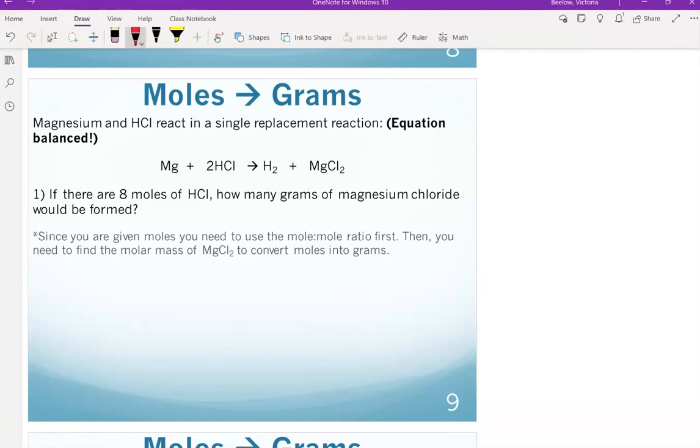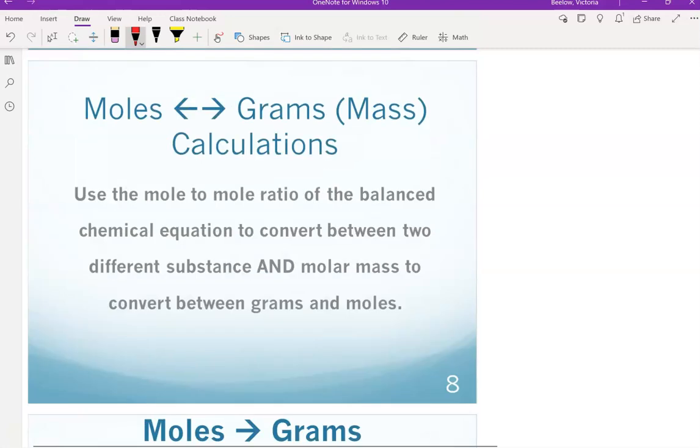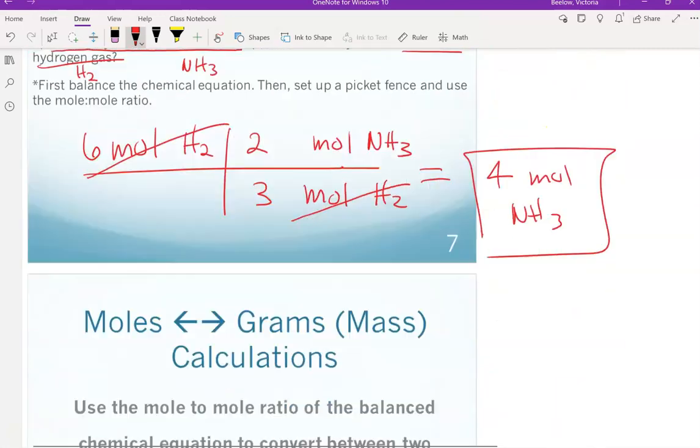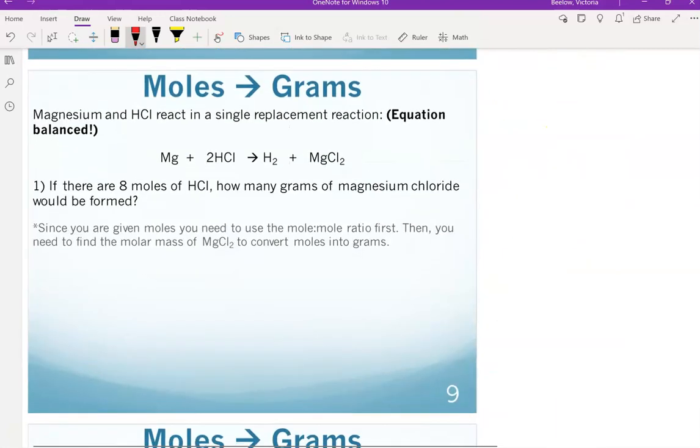Hello everyone, in this video I'm going to go over how to convert from moles to grams. So this is just taking those moles to moles problems one step further and getting the final answer in grams. So again, these are stoichiometry problems, so we need the chemical equation. This one is already balanced for us. So I'm going to jump right into starting the picket fence.